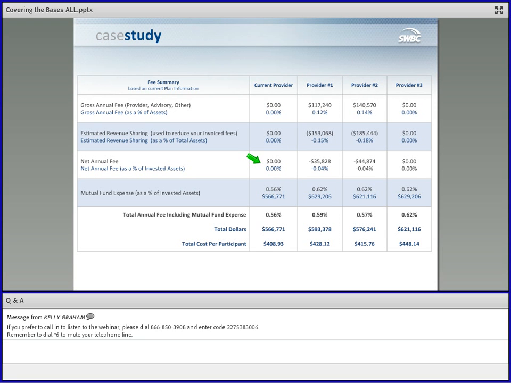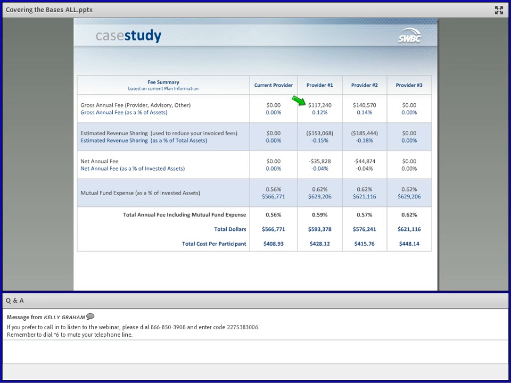And so the total expense of the plan really came down to this, the 0.56, just the mutual fund expense. And that's the weighted expense of the investment options according to how participants have allocated among the different investments. And so you come all the way down here to the bottom and you'll see it's just 0.56 for their current provider. Now, provider 1 and provider 2, you can see are a little bit different.